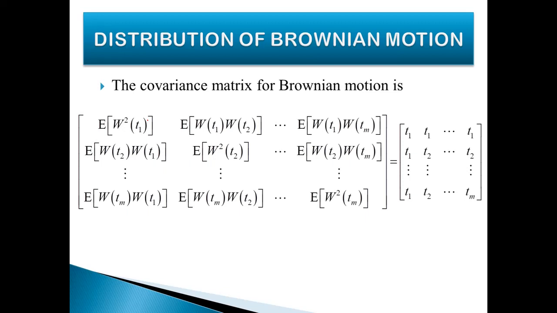So you can just apply this and then you can find out the covariance matrix. Expectation of W squared (t1) will be t1. Expectation of W(t2)W(t1), t1 less than t2, means this will be t1. Similarly, expectation of W(t1)W(tm), t1 less than tm, will be t1, and so on. Okay, so this is quite easy.